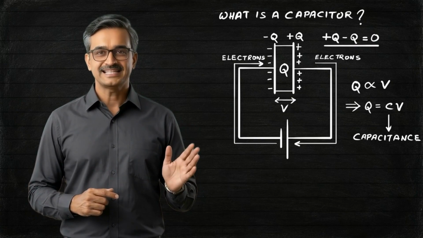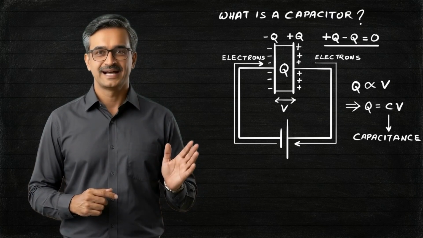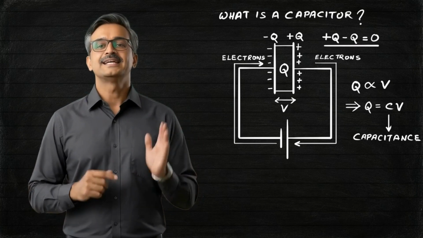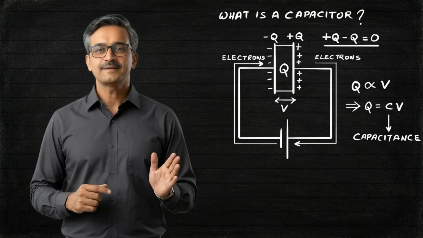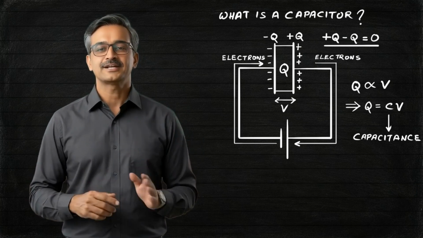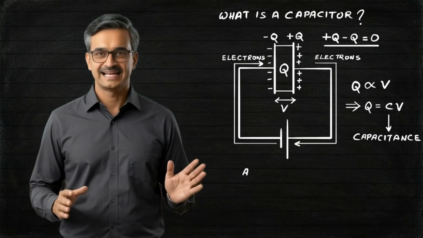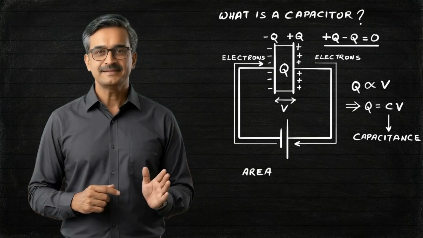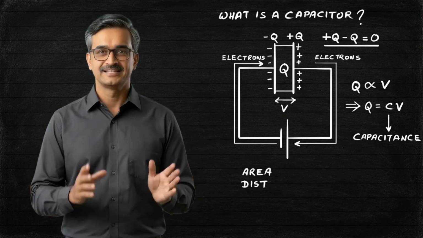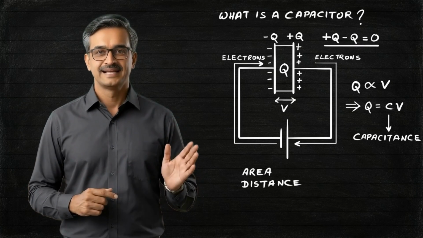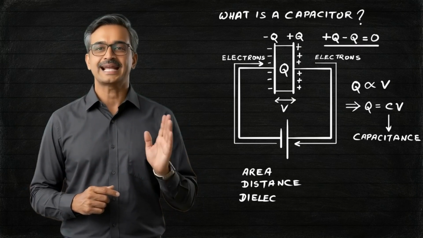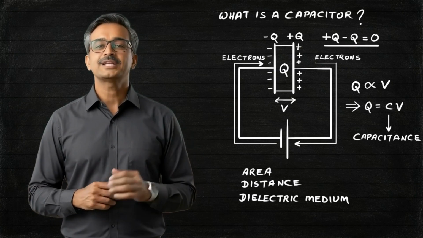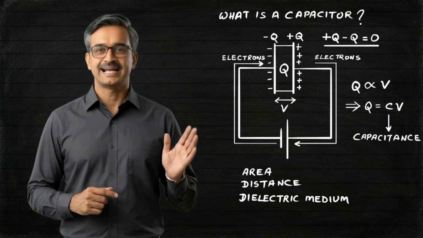It's a property that tells us exactly how much charge the capacitor can store for a given applied voltage. Now, this capacitance C isn't some arbitrary number. It actually depends on three physical factors. First, the area of the conducting plates. Larger plates can hold more charge. Second, the distance between the plates, how far apart they are. And third, the permittivity of the dielectric medium placed between the plates. Essentially, how well that particular insulating material supports the electric field.